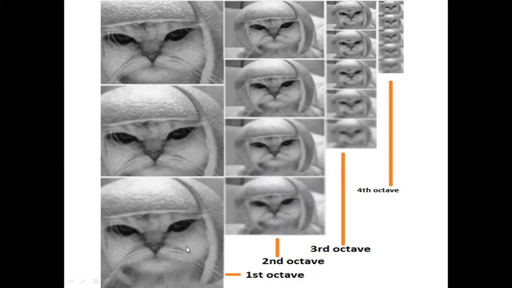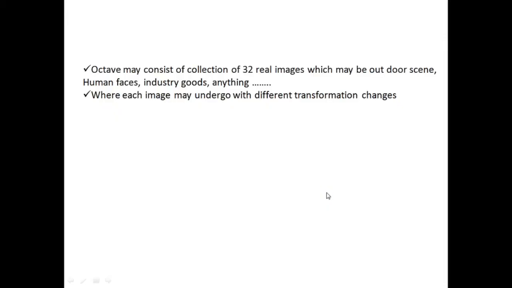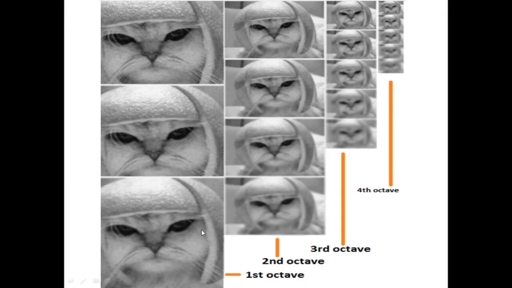That means each and every octave has many scales. So an octave may consist of a collection of 32 real images of some scene, and each image may undergo different transformation changes. You can see these are the transformation changes, because I cannot find the same space here. Some kind of changes you can see from one image to the next.